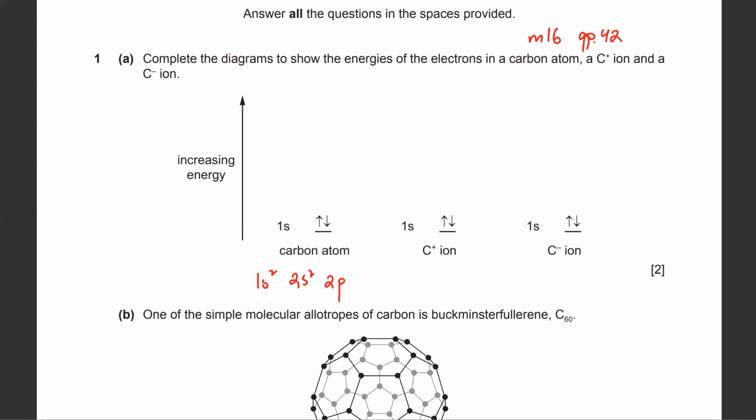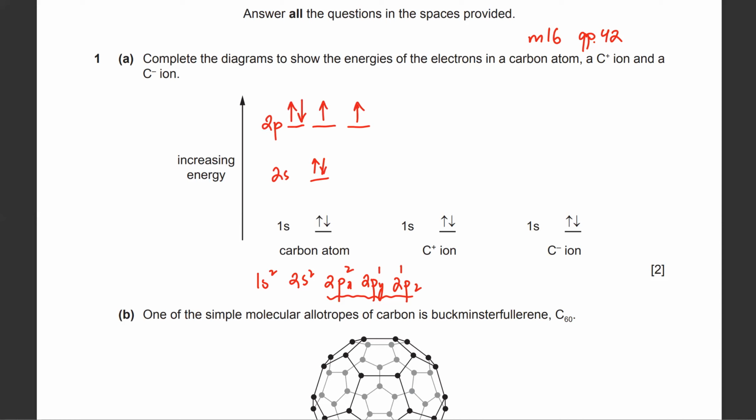So 2p2 means it's 2px, 2py, and 2pz, and the 2p subshell has 2 electrons, so that means 1 and 1. So that is what a carbon atom looks like. There's going to be a 2s, and that one will have 2 electrons, 1 arrow up, 1 down, and then above that there's going to be a 2p subshell, and that one will have 3 orbitals. So 1 arrow up, 1 arrow up, and so on.